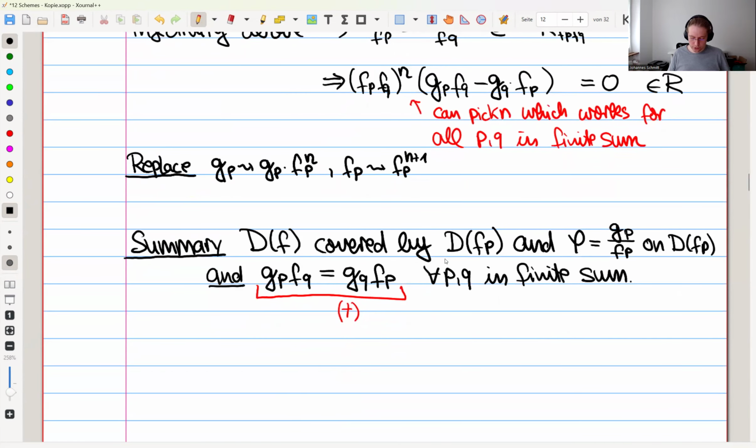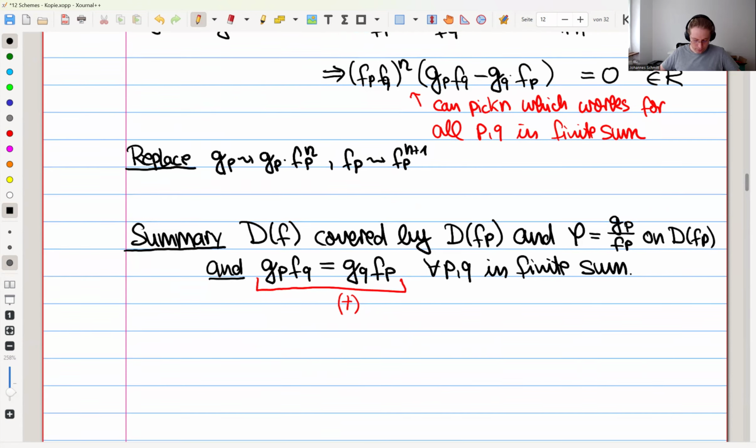Actually, you don't really need to show that these subthings here cover. You can just say this is covered by all of these things, and you just know this equality here for all the fp appearing in the finite sum. And so we're almost done.